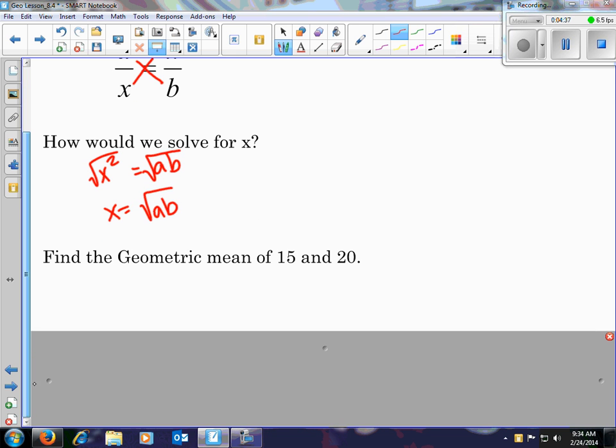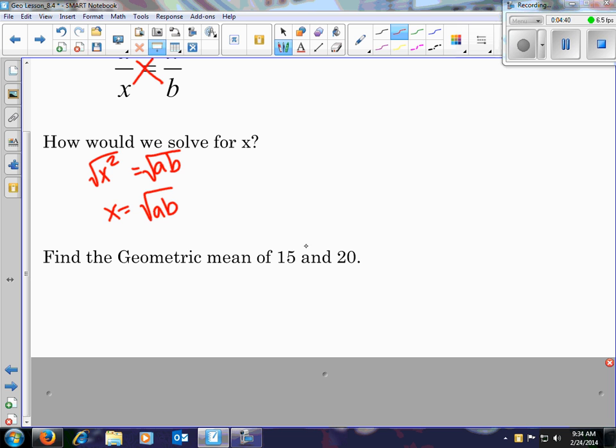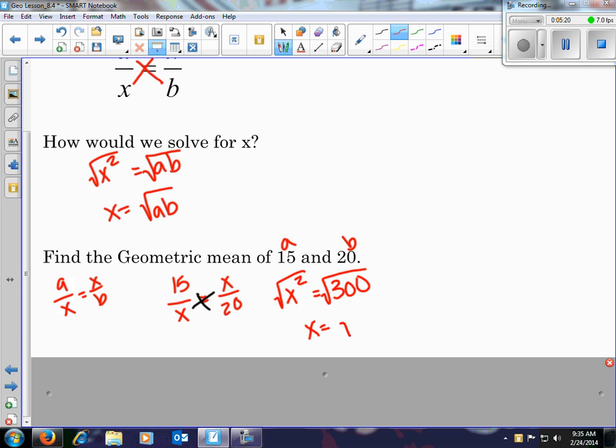Looking at our first example, it says find the geometric mean of 15 and 20. So I have A over X is equal to X over B. It doesn't matter, I can say this one's A and this one's B, or the other way around. I'm just going to keep them in order and say A and B. So I have 15 over X is equal to X over 20. Now I'm going to cross multiply. So I have X squared is equal to 300. Now I can do the square root of both sides. So I have X is equal to the square root of 300.